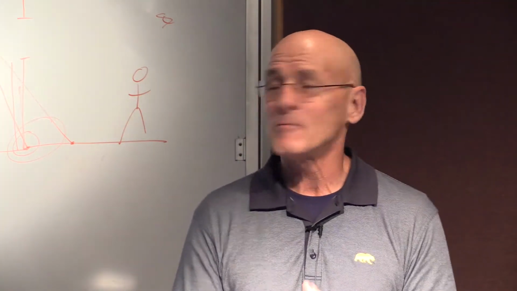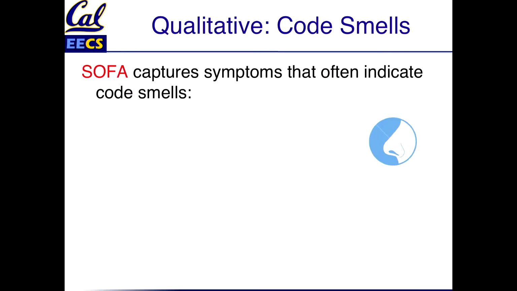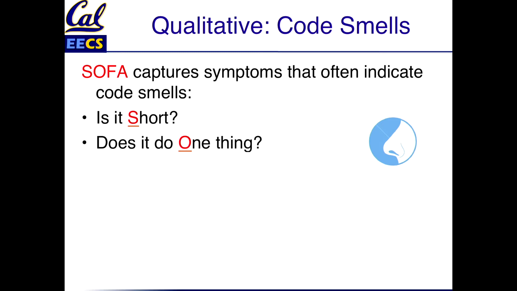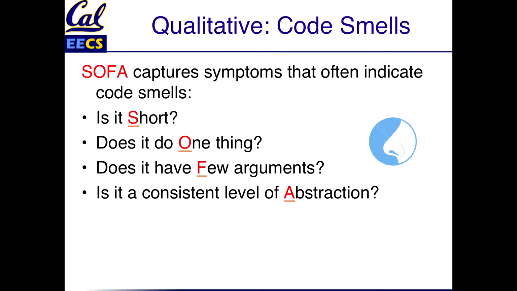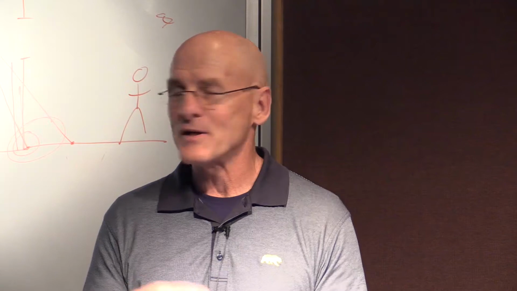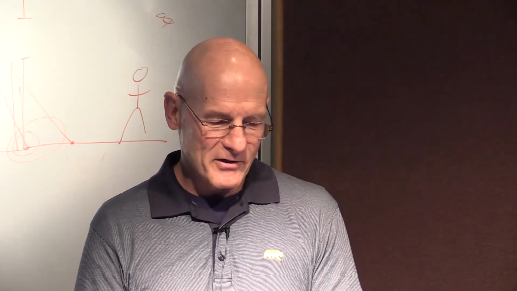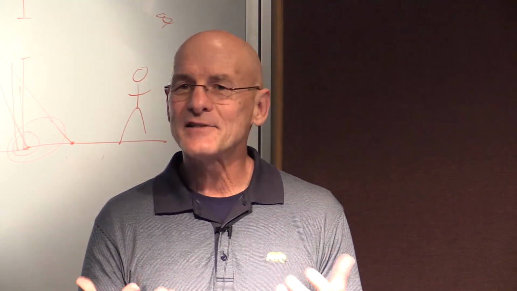But one idea that we wanted to get across was a way to avoid smelly code, and we use the SOFA acronym. First of all, is it short? We're talking about a method at a time. Keeping the method short makes it less likely to smell. Does it do just one thing versus doing lots of things? Does it have a few arguments to the method or lots of arguments? And finally, is it a consistent level of abstraction? Smelly code tends to violate a bunch of these things, and these will help make your code more fragrant.